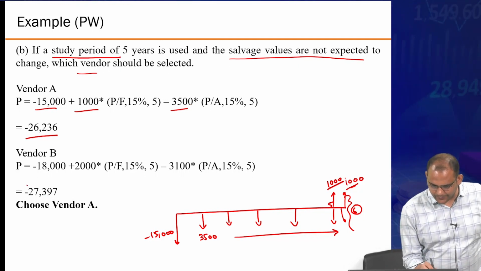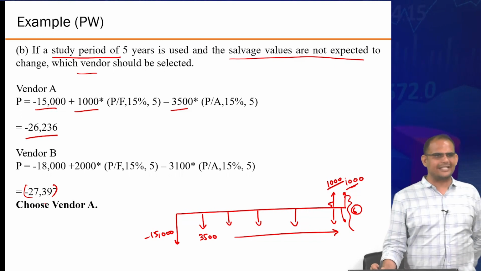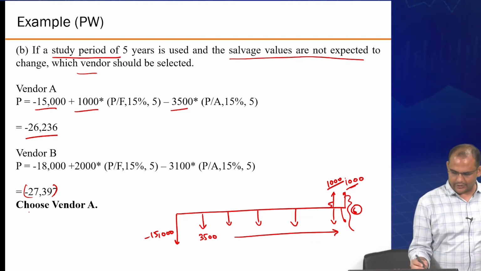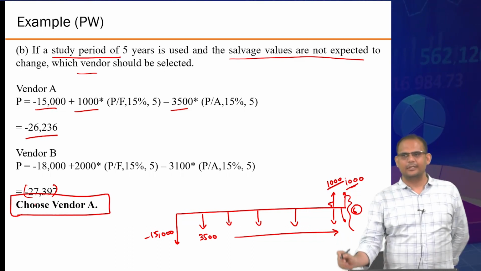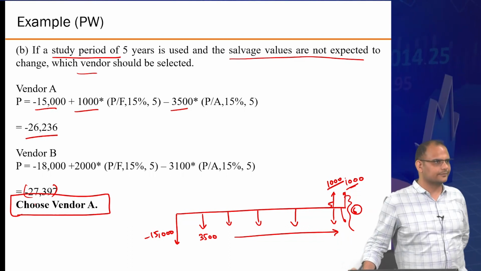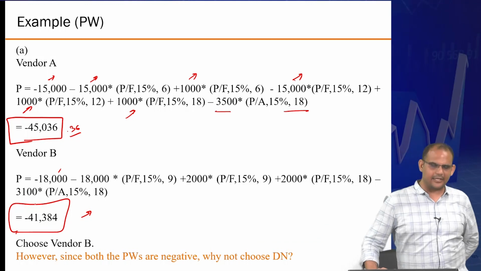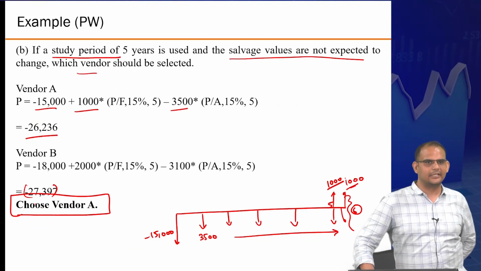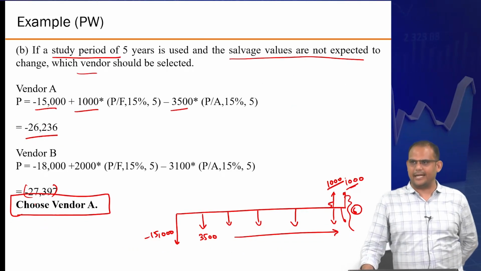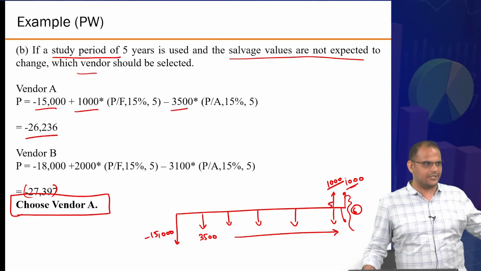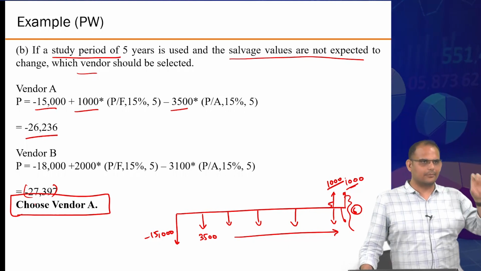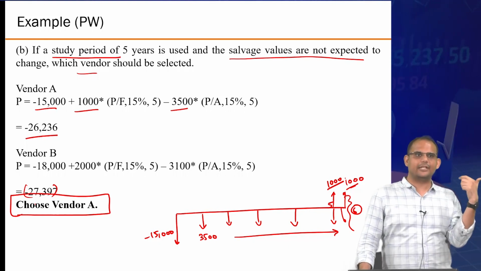Option B, if you do, it is coming out to be minus 27,000. So which will you choose? Vendor A. Answer changed. In the previous method, you were choosing option B. Now you are choosing option A. Still doing annual present worth calculation, still the answer is different because your time calculation or everything changed.